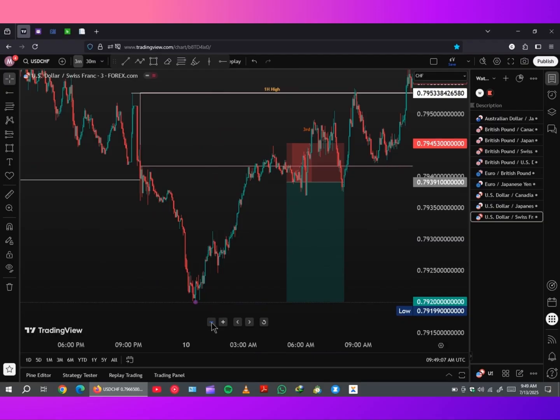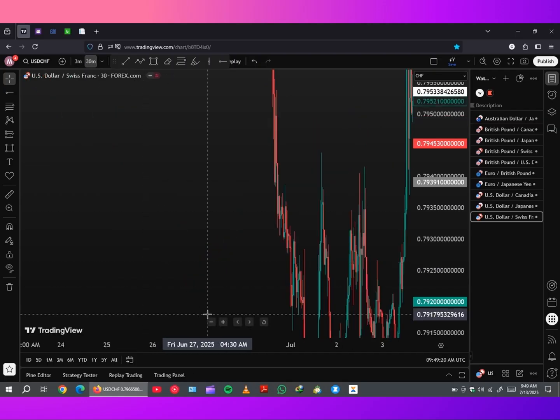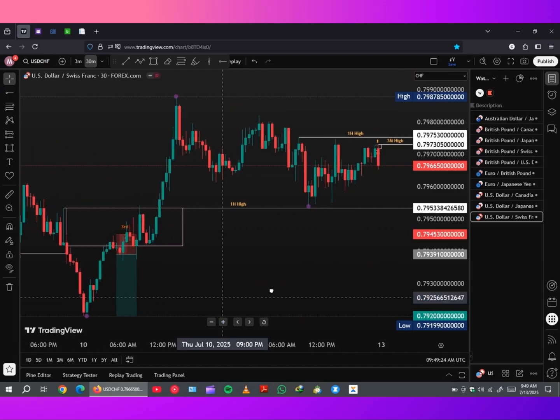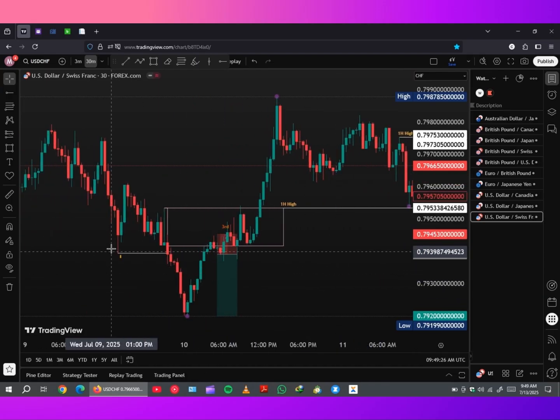Just know that where I marked with this third box is an imbalance. You can see that in the lower time frame there was a massive price push here, and that was what marked the imbalance on the higher time frame, which is the 30 minutes that I usually use. So this is the imbalance that I saw.